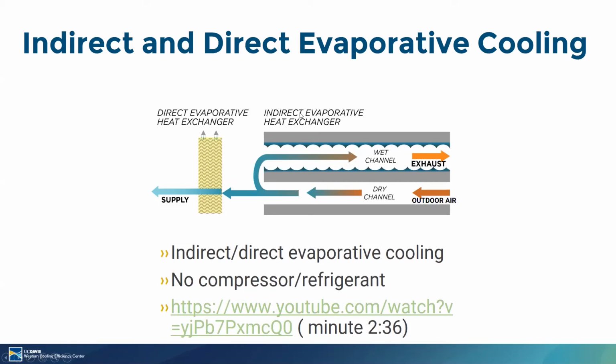So there's a process called indirect evaporative cooling where you have some other sort of heat exchanger. In this case, you take hot, dry outdoor air and send it through the dry channel. Part of it turns around and is then evaporated. Water evaporates in the wet channel and cools that air and picks up the heat across this plate. Any kind of evaporative cooling process like this doesn't have a compressor or refrigerant in the traditional sense.